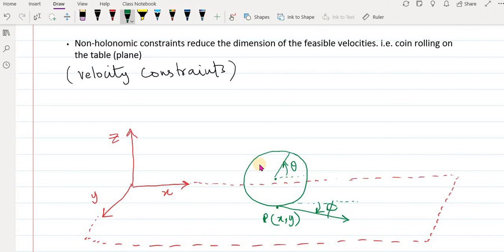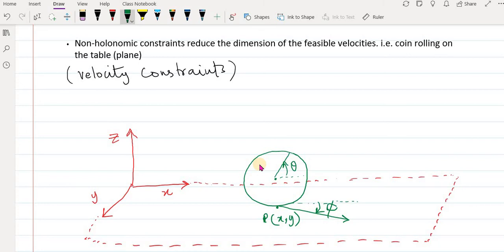So this angle is phi. Now we have two angles here. One angle defines the rotation of the coin about its axis, and the second angle is phi, which defines the direction of motion of this coin, or you can say the rotation about the z-axis.